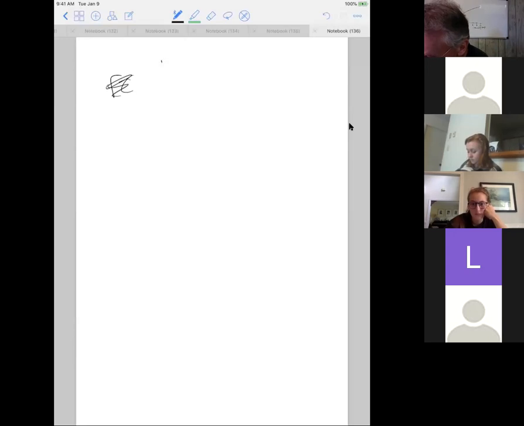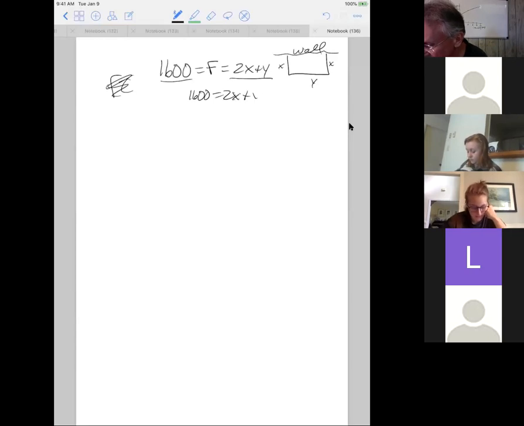Excuse me, 1,600 feet of fencing, and we know that the diagram is like this. If I use x on the sides and a wall here, then this is my y. So I got 2x plus y. Therefore, the formula combining these two is 1,600 equals 2x plus y. That's the constraint formula where we're going to be able to do our substitution from.